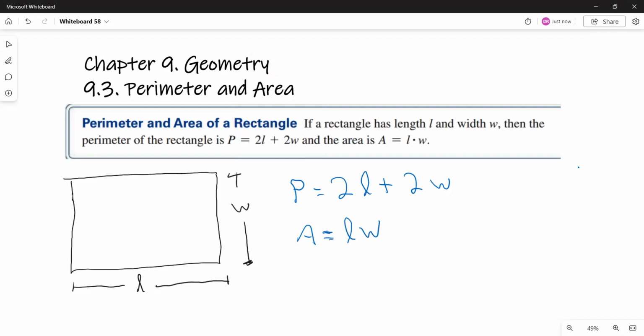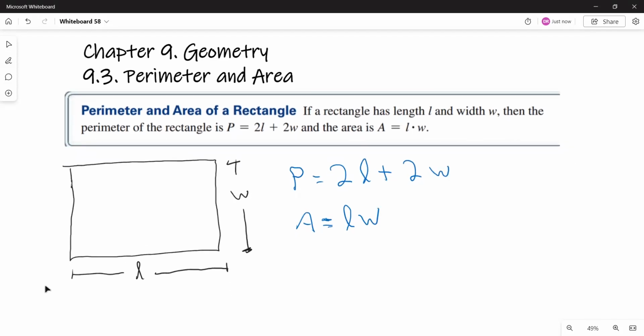We obtain this formula by cutting this rectangle into little squares with dimension 1, and by counting the squares, we're going to have that the area is the product of the length times the width. So from this formula, we can derive other formulas.